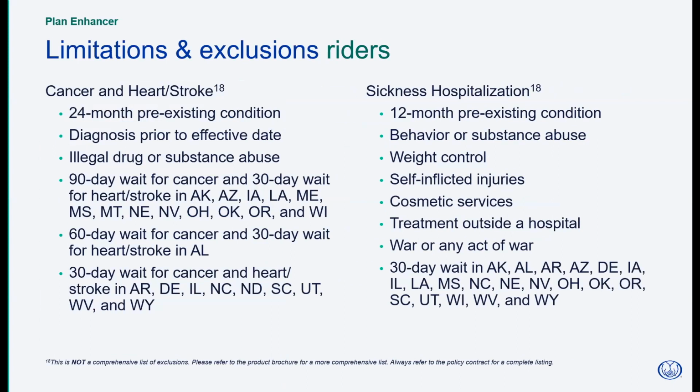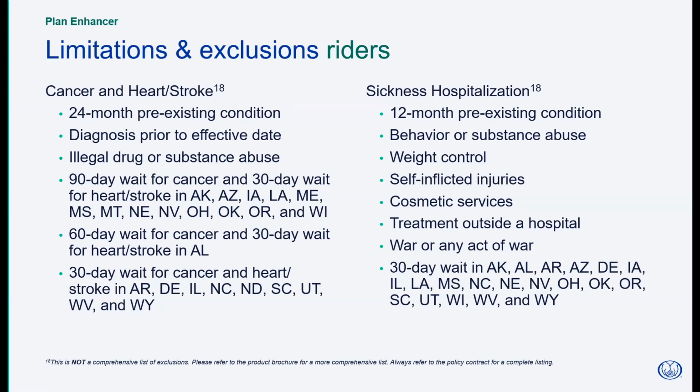Now let's take a look at the limitations and exclusions for the riders for the cancer, heart attack, and stroke, as well as the sickness inpatient. For the cancer, heart attack, and stroke, there is a 24-month pre-existing condition. So we look back 24 months to see if there's anything that we need to be concerned about. If there is, it is not covered. Diagnosis prior to the effective date obviously is not covered. If someone is using illegal drugs or substance abuse, not covered.